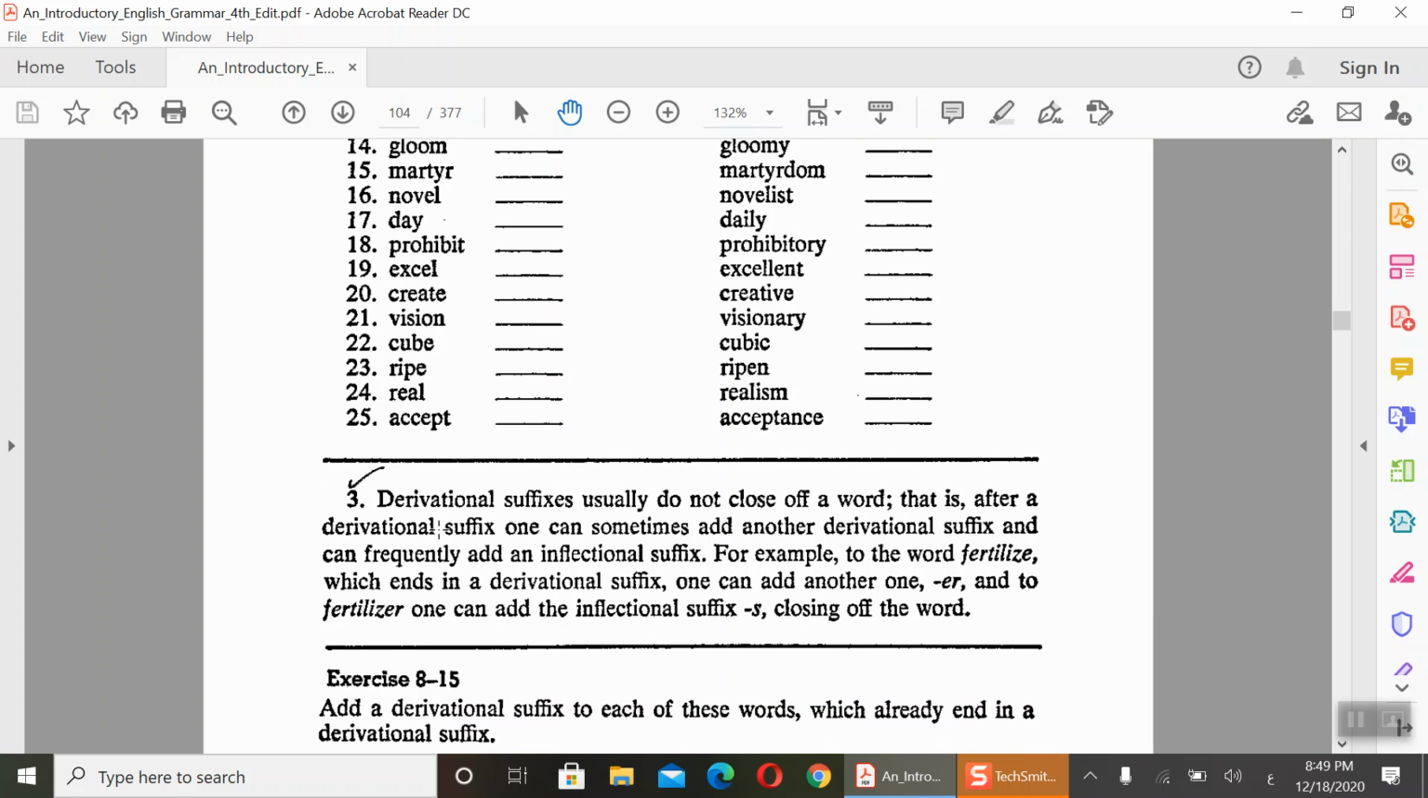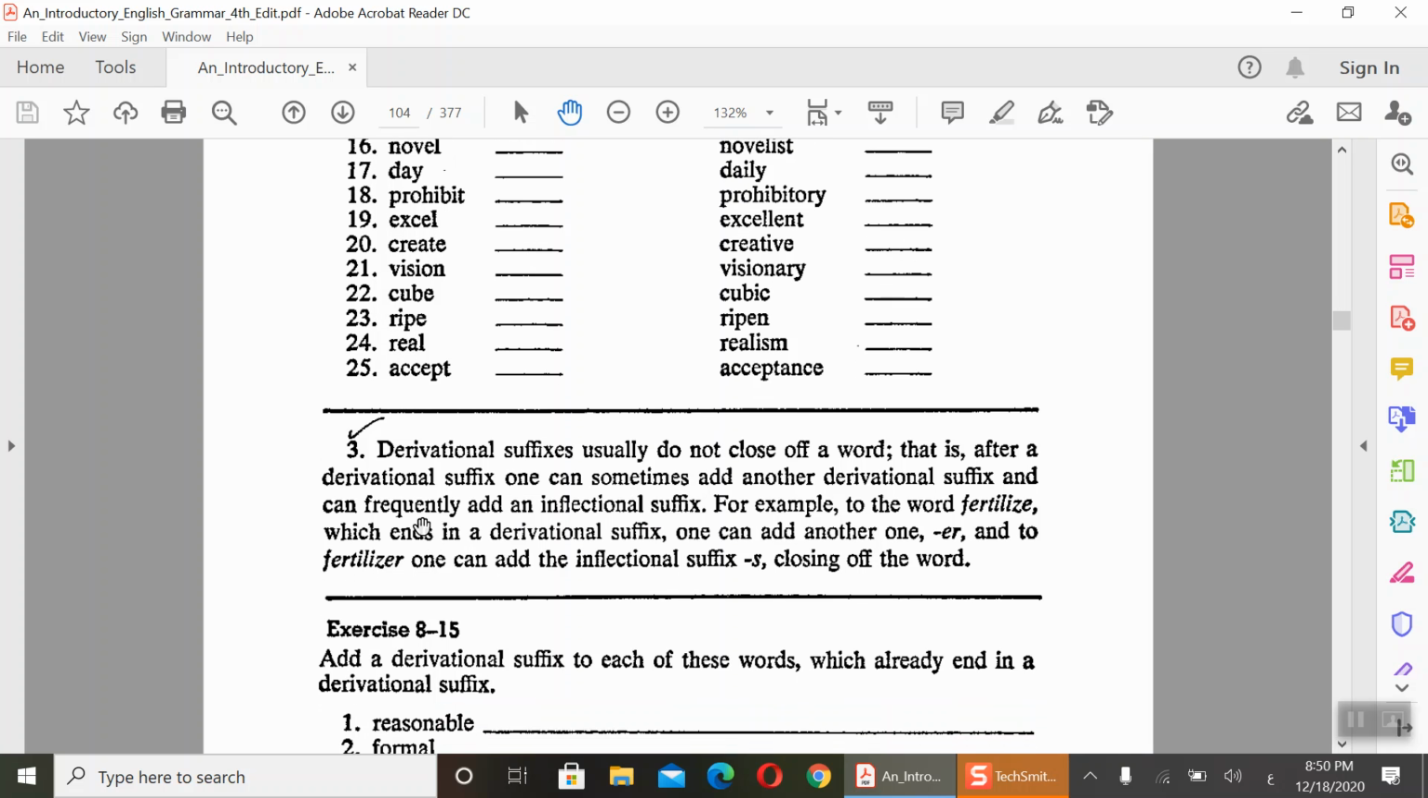Number 3, derivational suffixes usually do not close off a word. We talked about inflectional. We said what? We said that they close off a word. But here what? They don't close off a word. What does it mean? It means that after a derivational suffix, we can sometimes add another derivational suffix. Okay? We can add more than one sometimes. And when we want to close off a word, we close it with an inflectional suffix. So usually, inflectional suffixes close off our words.